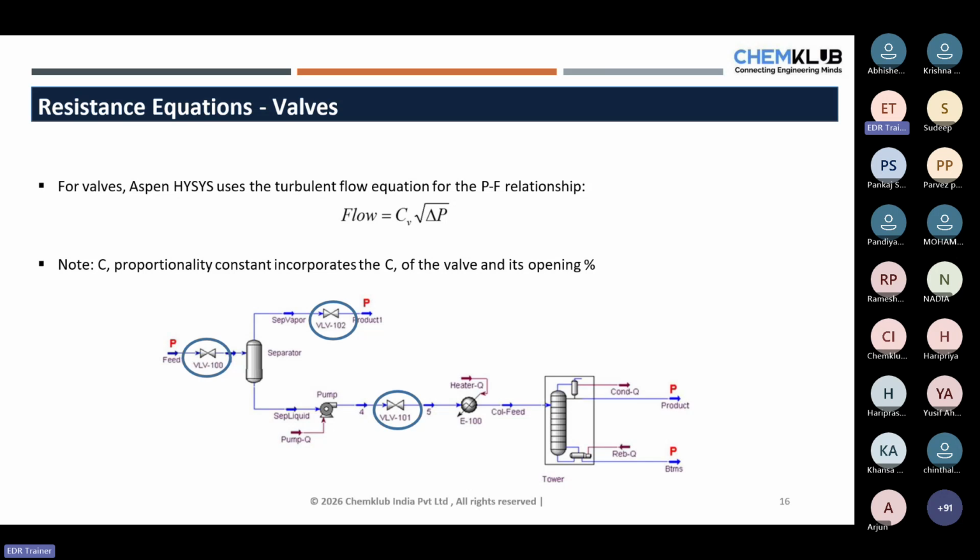So if the valve opening decreases, resistance increases, pressure drop increases, flow decreases. Similarly, if the valve suddenly closes, the downstream flow rapidly decreases, because we have increased the resistance to the maximum, and because of that, the upstream pressure rises, and the controller begins reacting. So that is how the valves behave in a dynamic system.